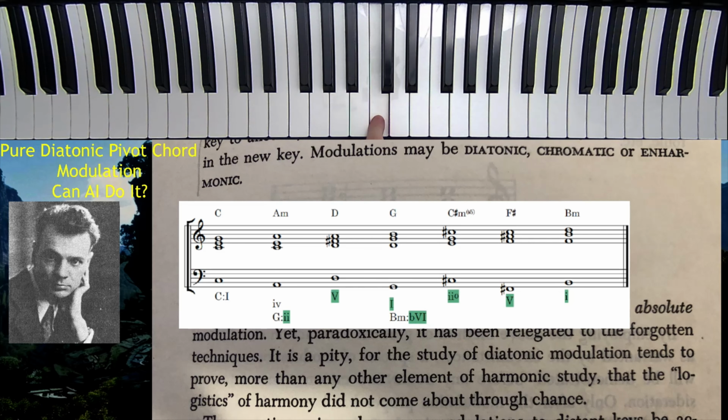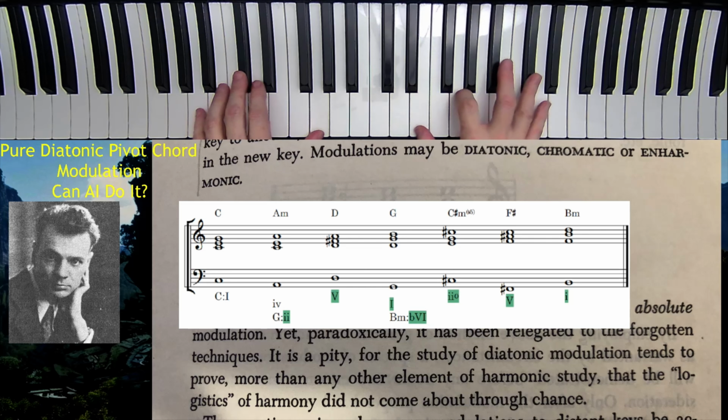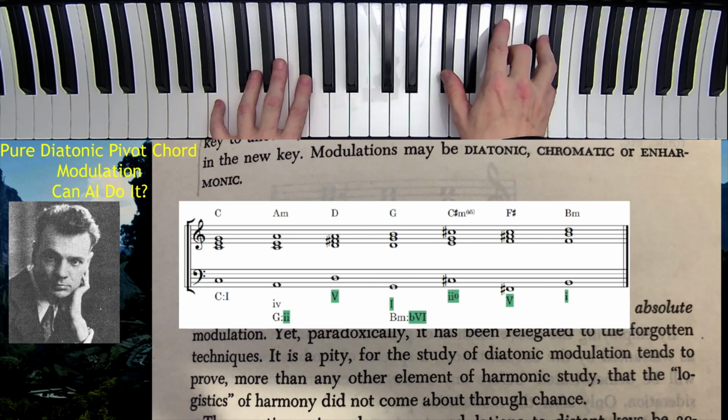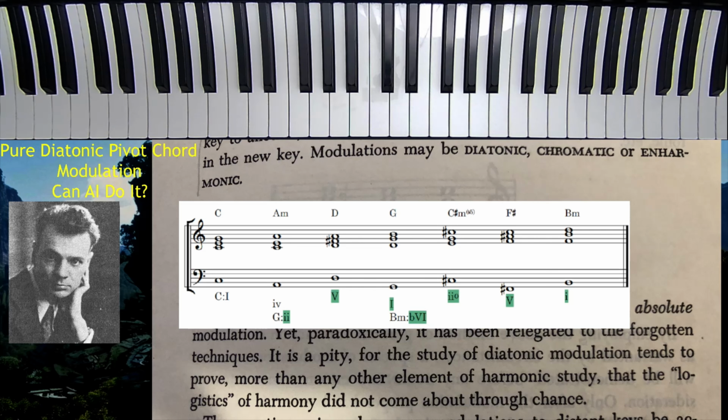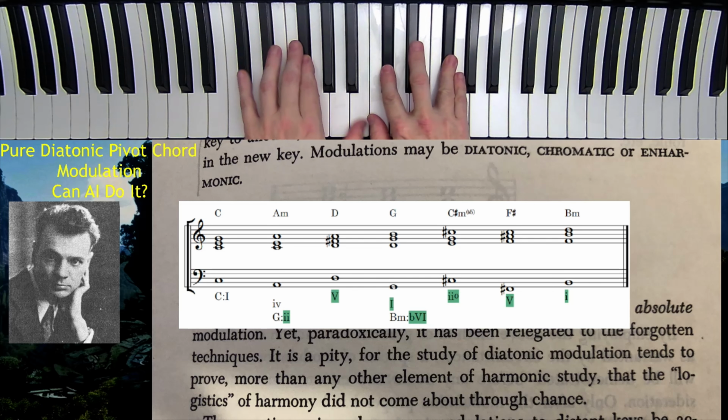Here's a free modulation from the course. I'm going 2 sharps away to B minor from C, using diatonic pivot chords. Notice how natural it sounds? That's the thing with diatonic modulation. It tends to sound very natural and smooth. And there's a free one for you. Let me take that same thing, pass through B minor, go to A.